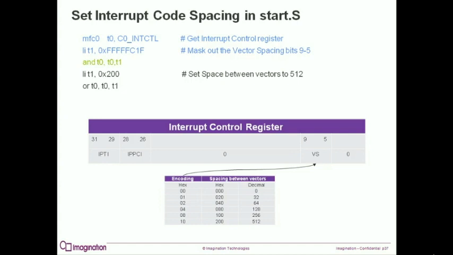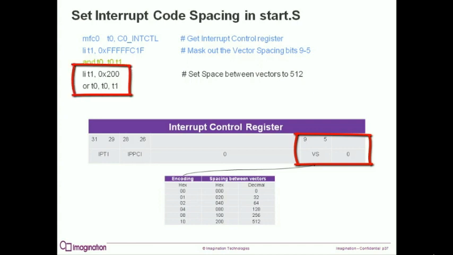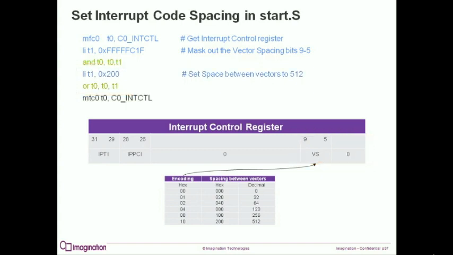Now I will set the vector spacing. Notice how the register is laid out, so you can set the lower bits to the actual spacing you want. So all I have to do is OR in the spacing value into the T0 register. Then I just move the register T0 back to the interrupt control register using the move to coprocessor 0 instruction.